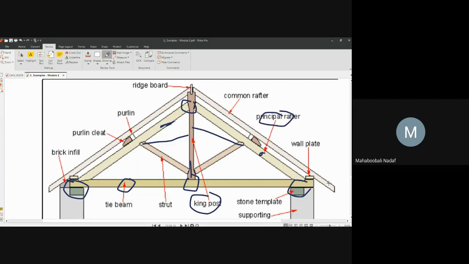Now how is the principal rafter, or the total truss, fixed on this brick wall or RCC wall? There is a base plate, which is hatched in gray color. Above that it will come and sit. The total load will be transferred through this base plate to the wall. Now the wall plate is there, tie members are there, principal rafter is there, struts are there, and this king post is there.